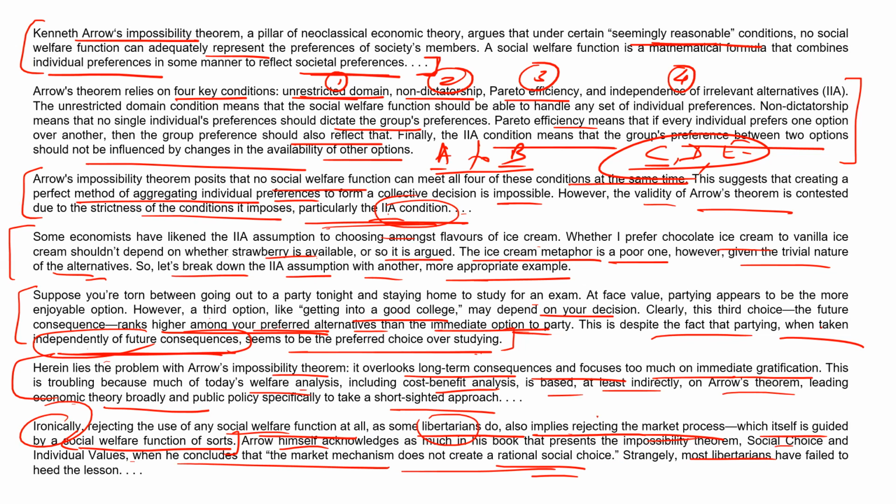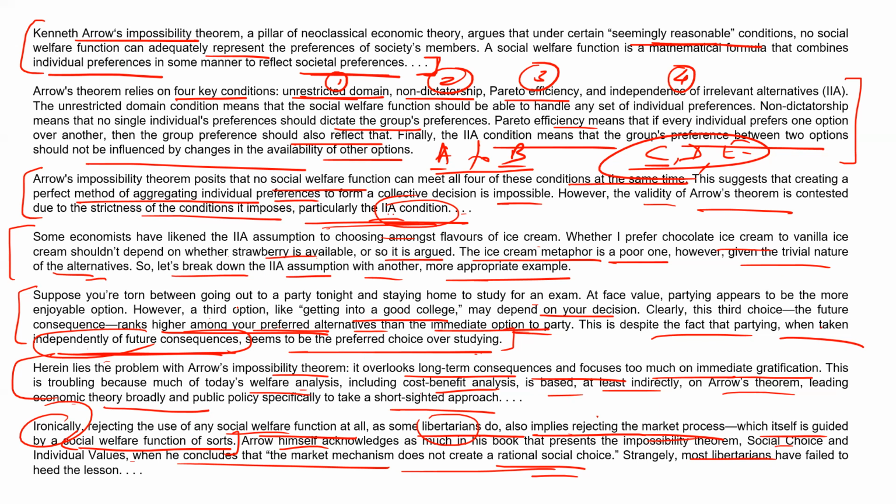The first three are fine, but the fourth, independence of irrelevant alternatives, is quite short-sighted, in the sense that it takes only the immediate thing into account. So that is why it is not so valid, and therefore this impossibility theorem has certain holes. And also the problem with this is that if, as some libertarians do, they reject the use of social welfare norms or functions, then they are rejecting the market process itself, because that itself is based on a social welfare function.